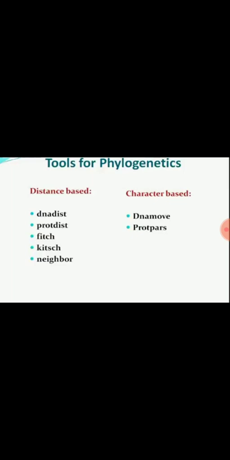In the character-based method, 2 tools are there: DNAmove and ProtPars. By using DNAmove, you can perform the maximum parsimony analysis. And ProtPars is based on the number of mutations and non-synonymous changes. Okay, you can use this tool for non-synonymous changes and to find out the number of mutations.